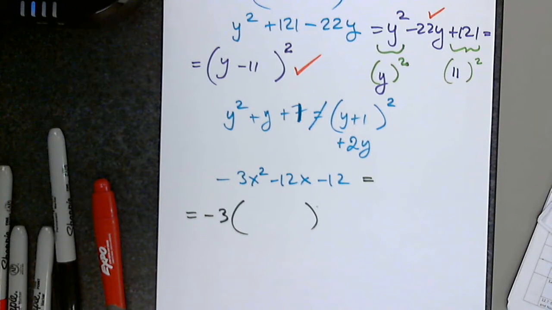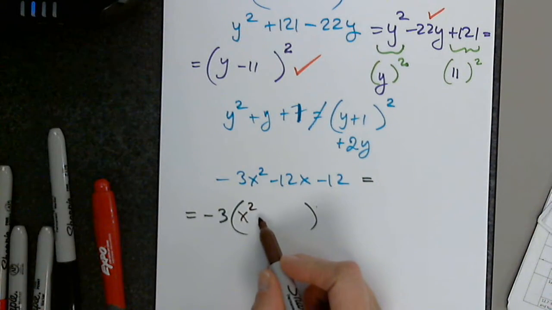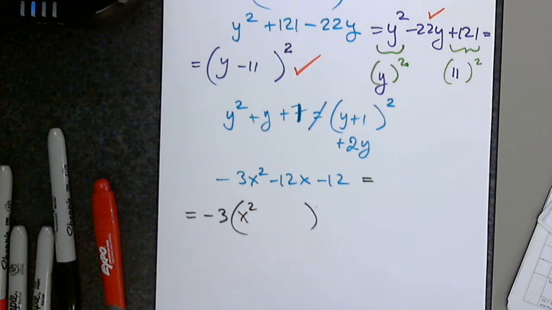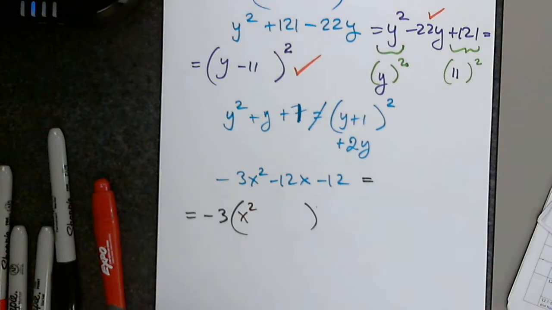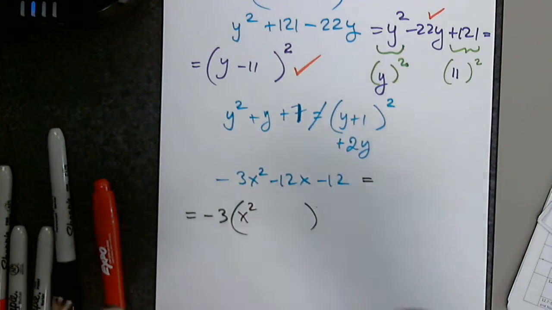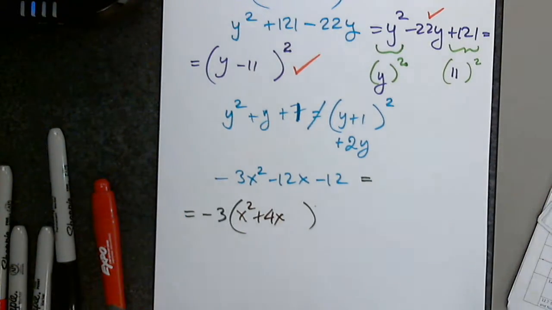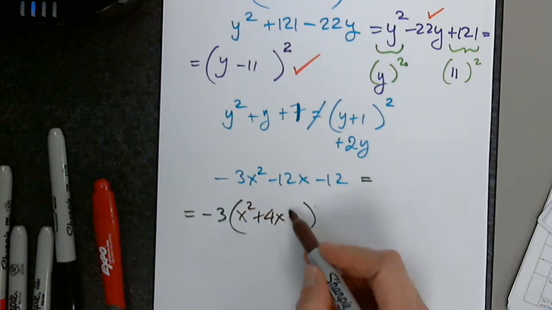So I factor a negative 3. What is left in parentheses? How many terms will you write? 3. Yes, and they are? X squared minus 4x. Careful. We factored out negative 3. Exactly. Let's write it and then we'll check.